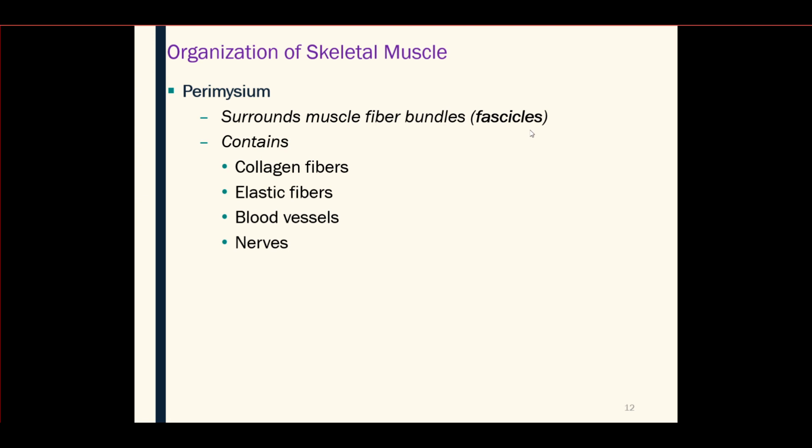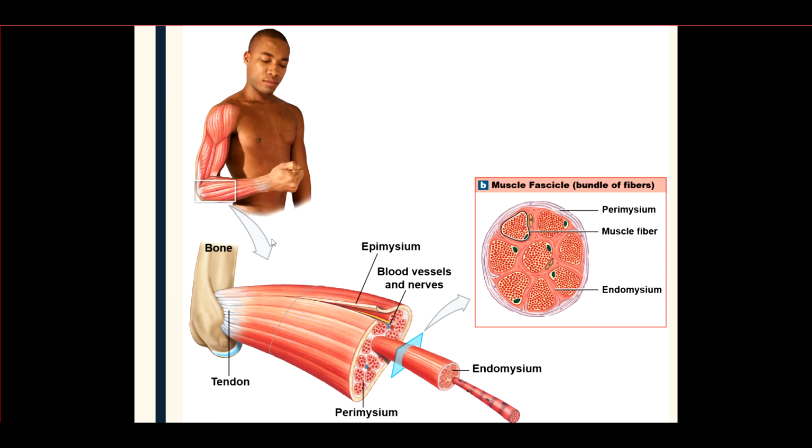Now, the perimysium is made up of collagen, just like the epimysium, but it also has some elastic fibers, which gives it stretch. It contains blood vessels, so this is a way that our blood vessels get into the muscle, as well as nerves. So this is an important tissue because it's not just connective tissue, it also has blood vessels and nerves in it. Let's take a look.